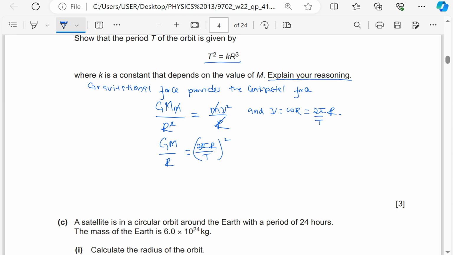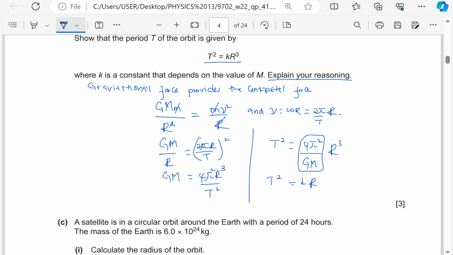So when I simplify this, I have that capital G, capital M is going to be 4 pi squared r cubed divided by T squared. If I cross multiply this, I have that T squared is going to be equal to 4 pi squared divided by G capital M, then times r cubed. So this quantity here is going to be a constant. So we shall say T squared is equal to k times r cubed, where k is equal to 4 pi squared divided by G times capital M. As simple as that.